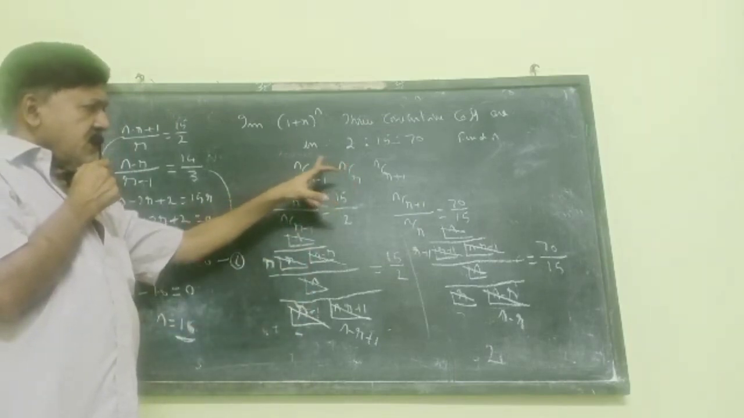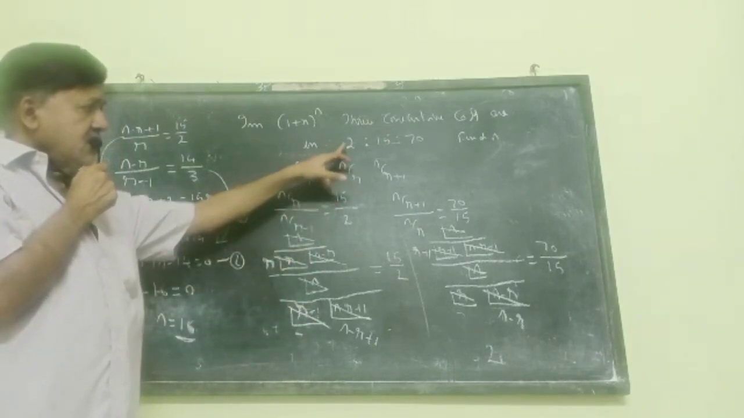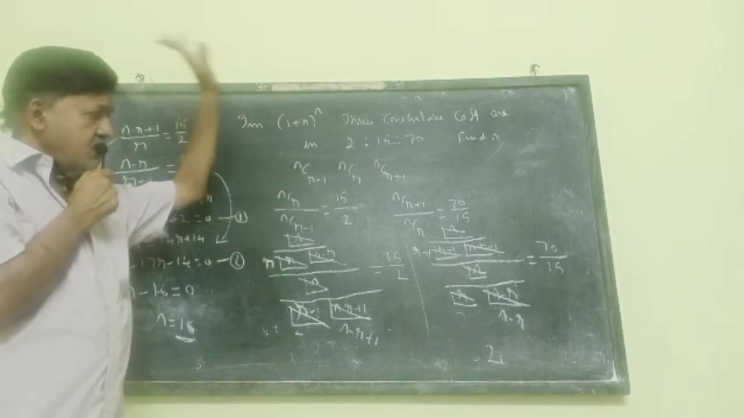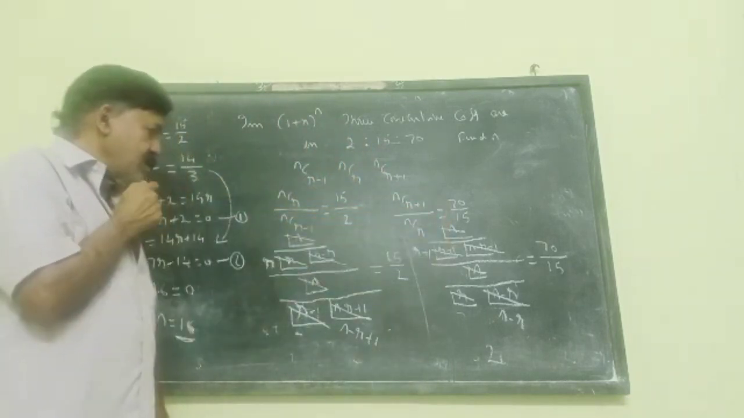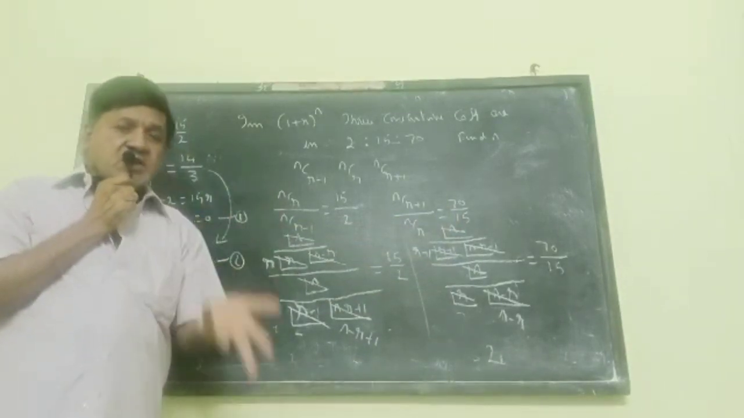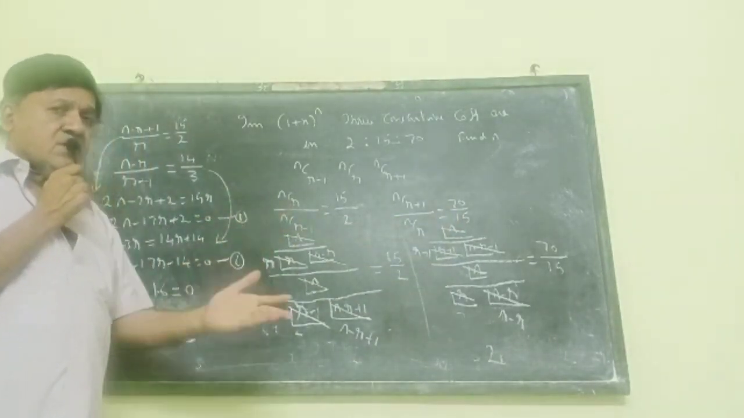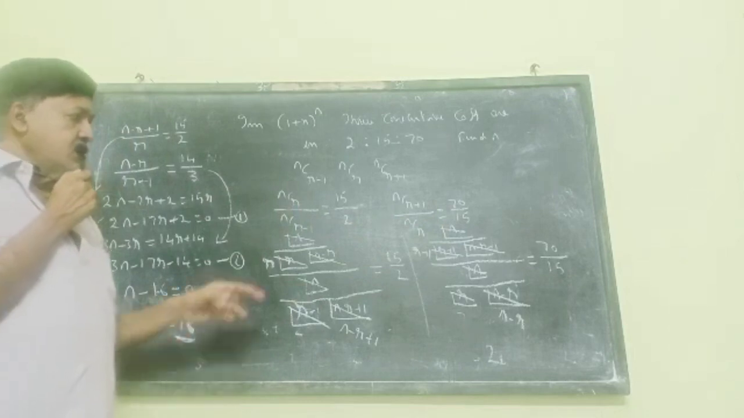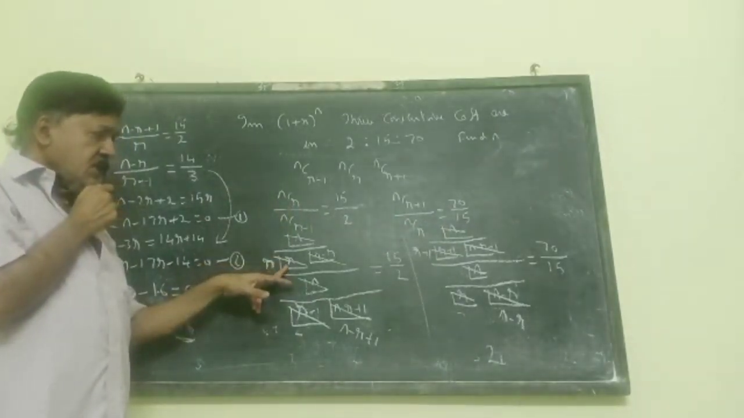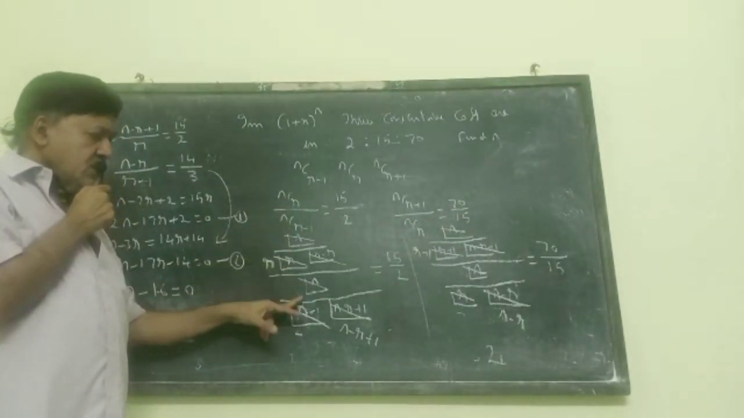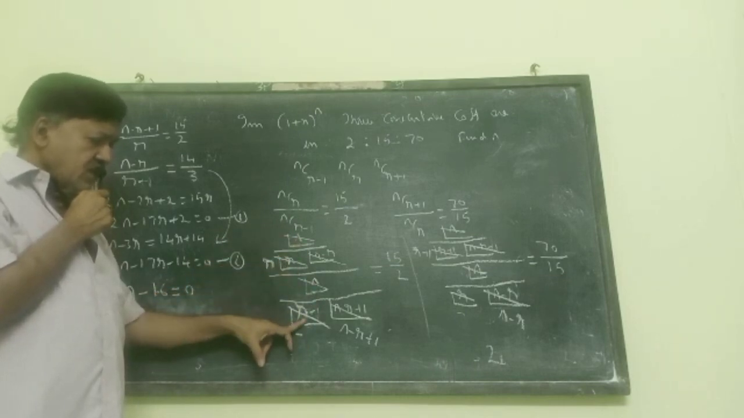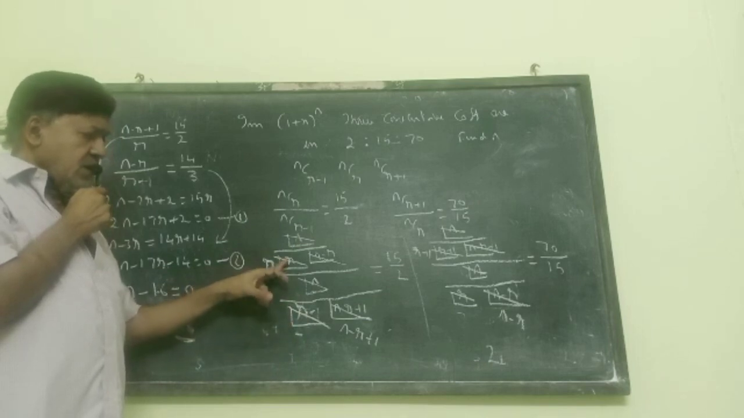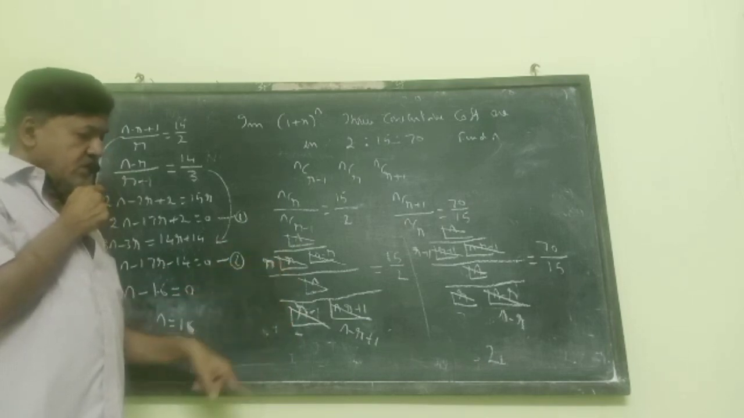Directly divide this by this is 15 by 2. This by this is 70 by 15. NCR definition all of you know, factorial n by factorial r into factorial n minus r. So write the definition of NCR, write the definition of NCR minus 1. These two will cancel. Factorial r minus 1. Factorial r can be written as r into factorial r minus 1.